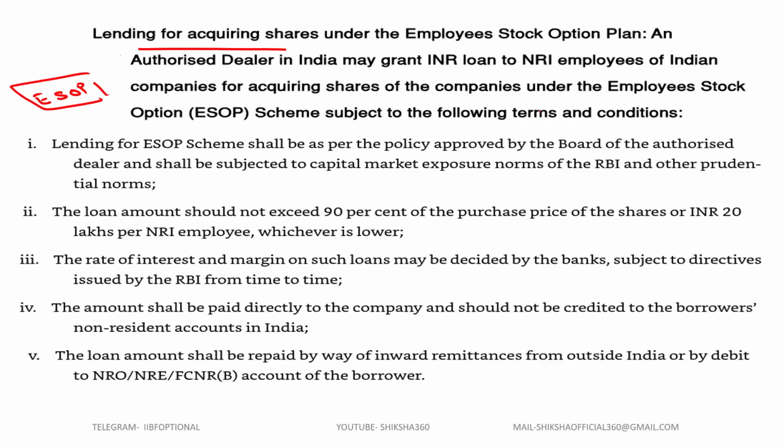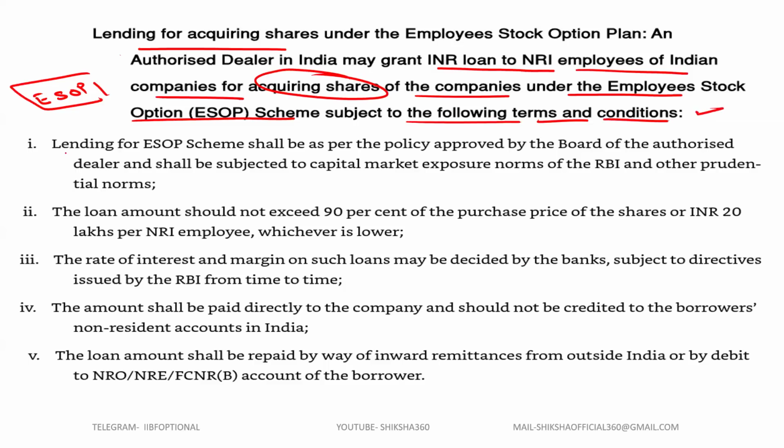An authorized dealer in India may grant INR loans to the NRI employees of Indian companies for acquiring the shares of the companies under the employee stock option scheme, subject to the following terms and conditions. First one, lending for the ESOP scheme shall be as per the policy approved by the board of the authorized dealer and shall be subject to the capital market exposure norms of the RBI and other prudential norms. So what is the maximum amount of the loan?